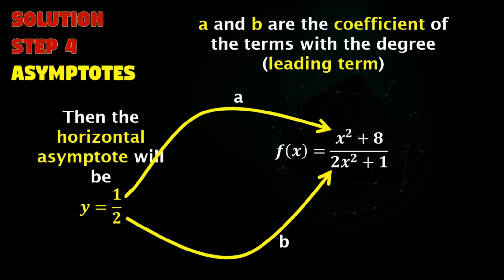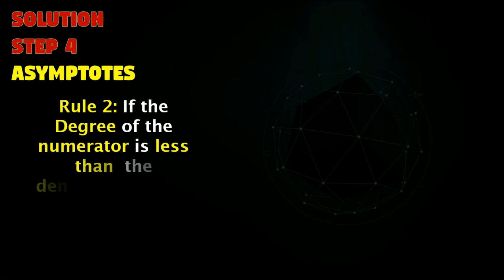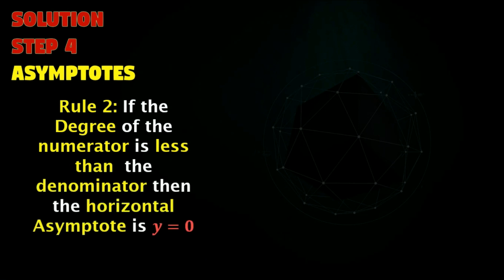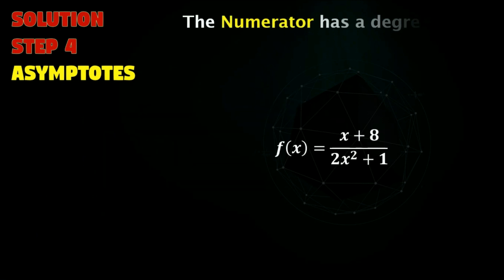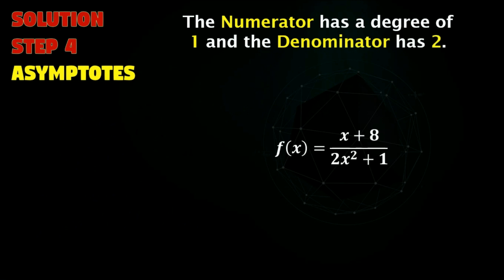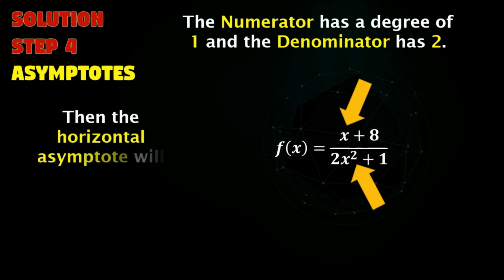The second rule states that if the degree of the numerator is less than the degree of the denominator, then the horizontal asymptote is y equals 0. Halimbawa, f of x is equal to x plus 8 over 2x squared plus 1. Ang degree ng numerator ay 1, samantalang sa denominator ay 2. So ito ay included sa rule number 2. Ibig sabihin, automatically, ang magiging horizontal asymptote niya ay y equals 0.